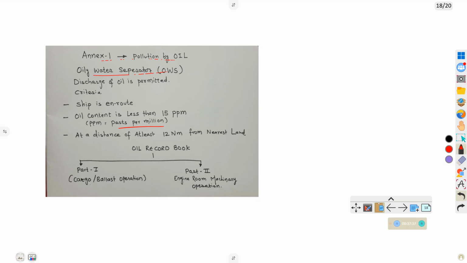So whatever operation you are doing, it has to be written in the oil record book. Oil record book consists of two parts. Part 1 deals with the cargo ballast operation, and part 2 deals with the engine machinery operation. So we have to write down the operation of the oily water separator in oil record book part 2.